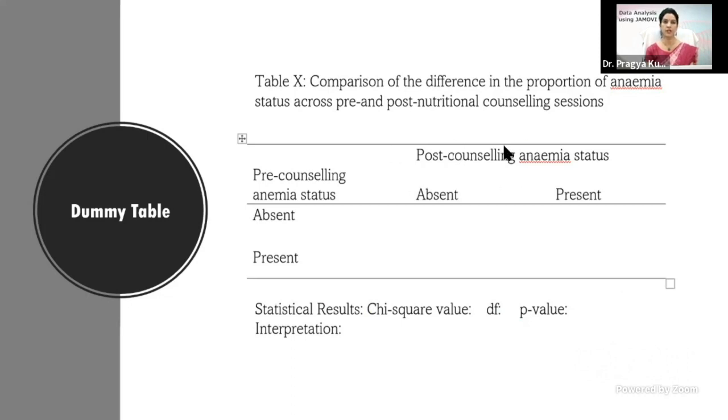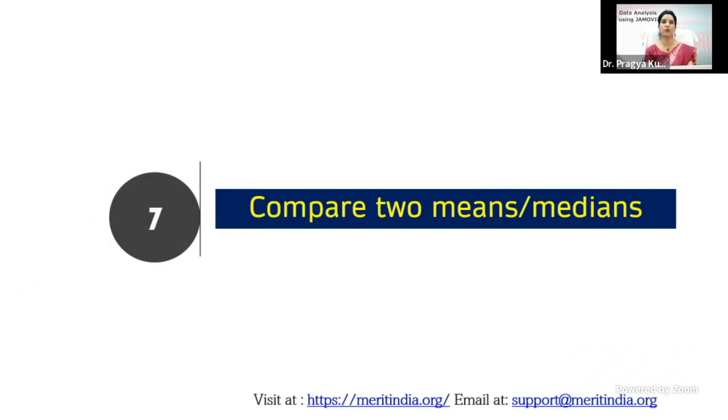This is the post-counseling anemia status. This is the pre-counseling anemia status. And then this is the chi-square value, degrees of freedom, p-value. Then you have to write the interpretation the way we write it for the McNemar test. Now, next, if you want to compare two means or two medians, in two groups or in the same group, if you have taken these measurements twice.